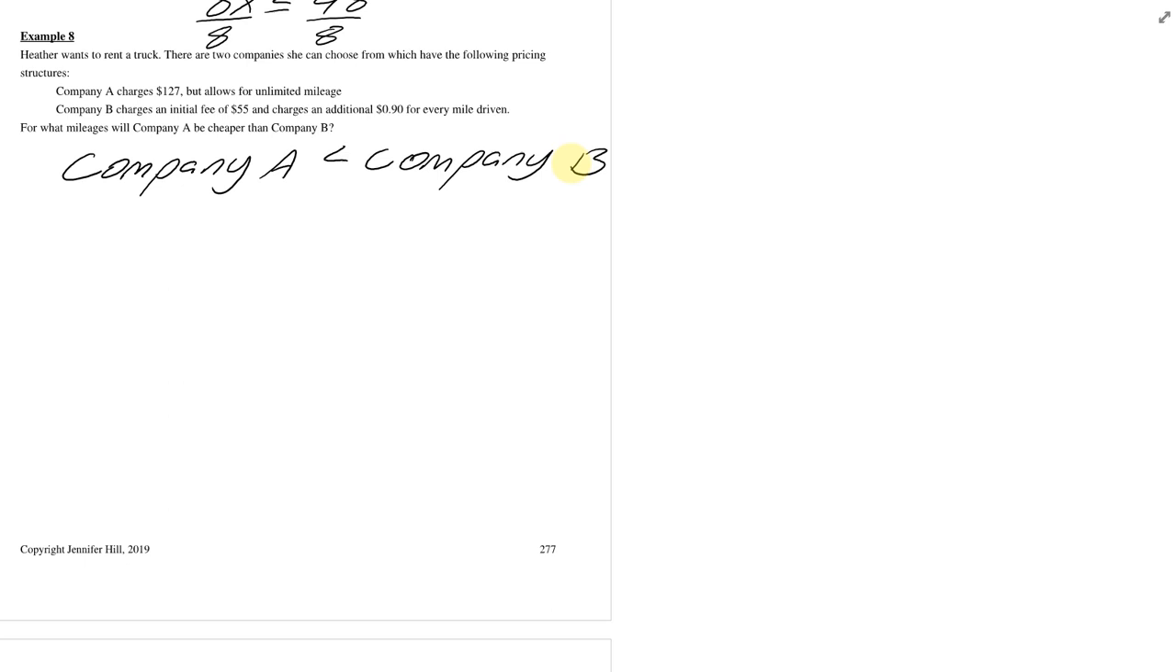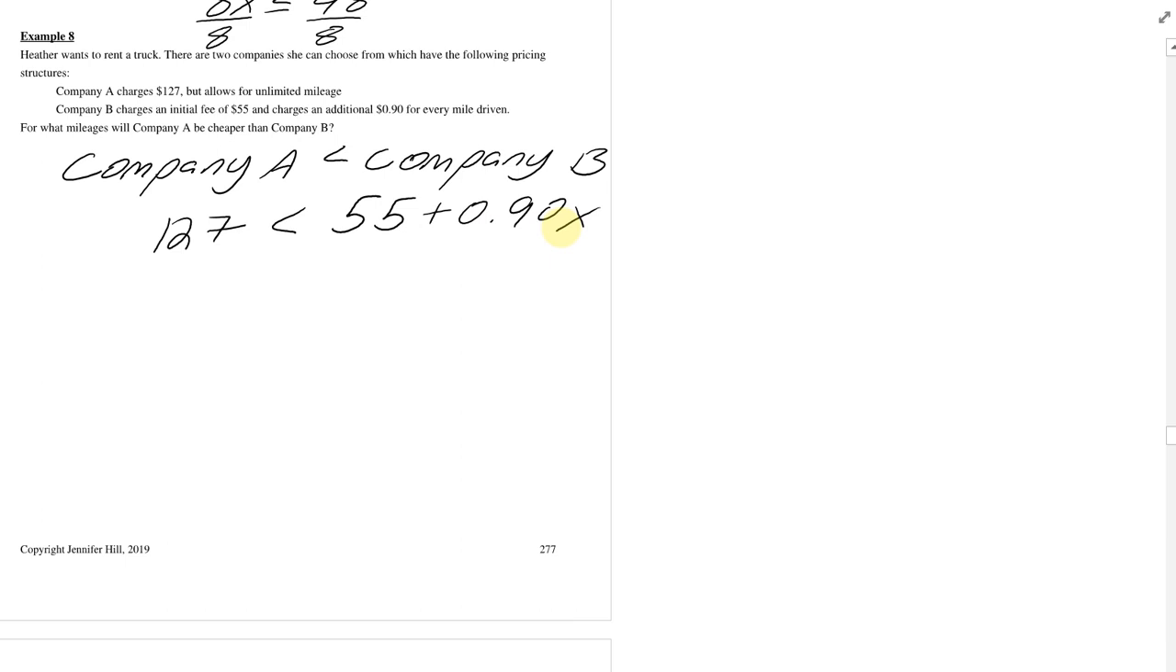So company A, we know, is just $127. It's just a flat rate, right? So it's $127 to rent from company A, but company B has a different pricing structure. It's an initial fee of $55, and then it's 90 cents for each mile. So that's what I have to actually represent here.